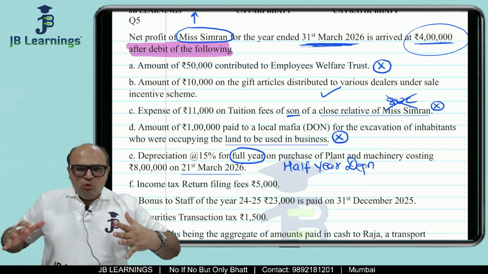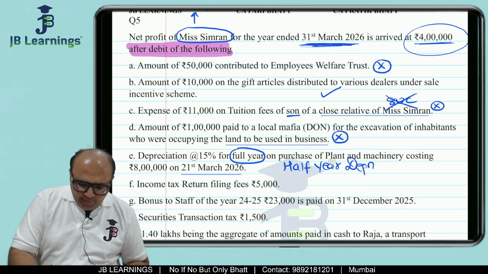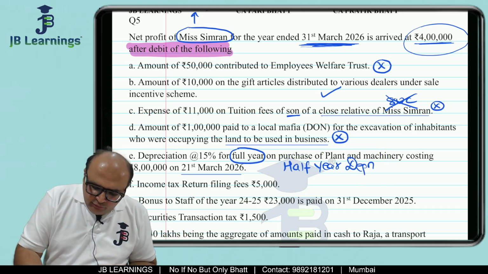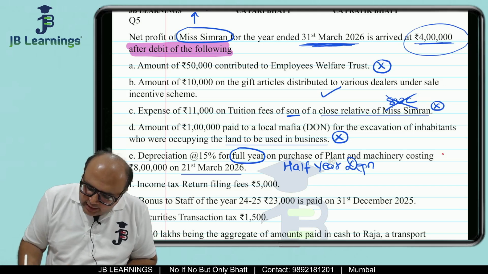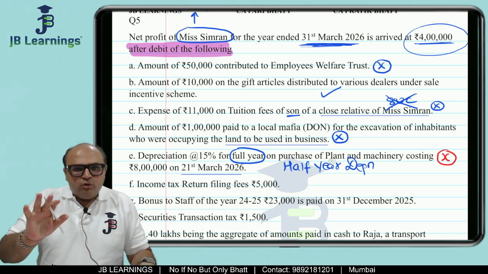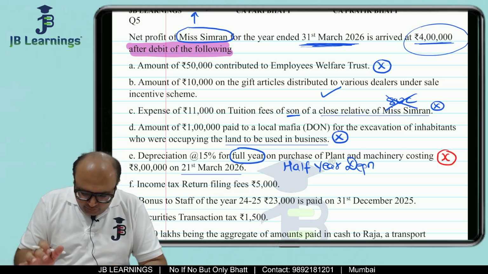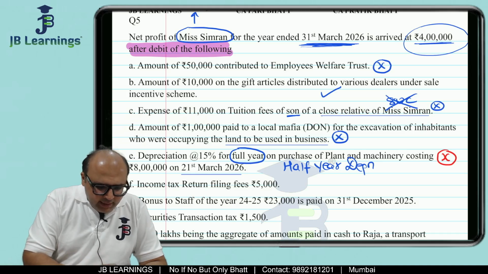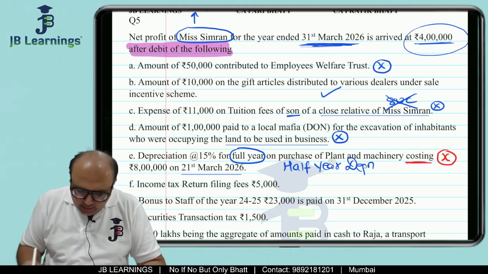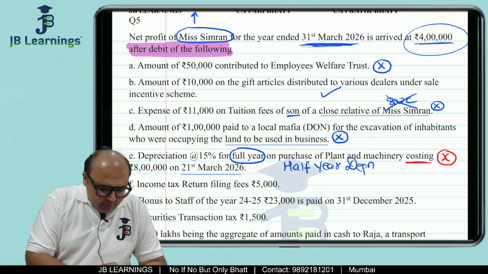So now what we are supposed to do, friends, is first we will disallow the entire depreciation. See, we don't know the depreciation amount which was charged. So what we can do is we will do 8 lakh, which is the cost of the asset, multiply by 15%.